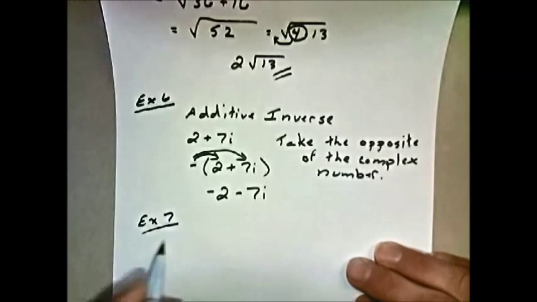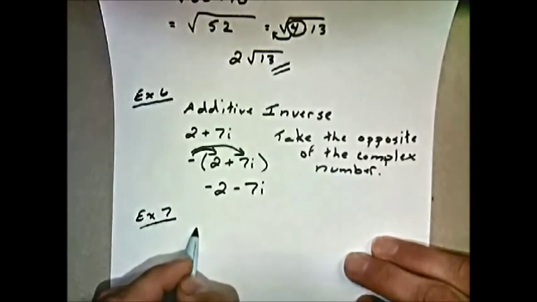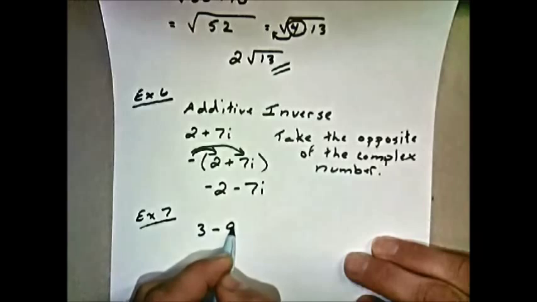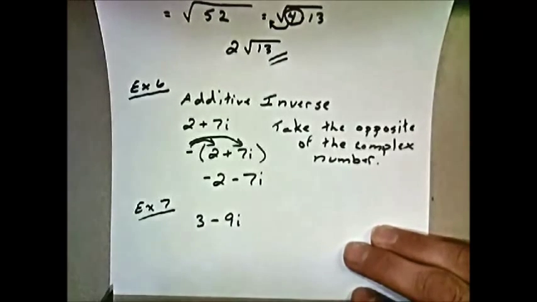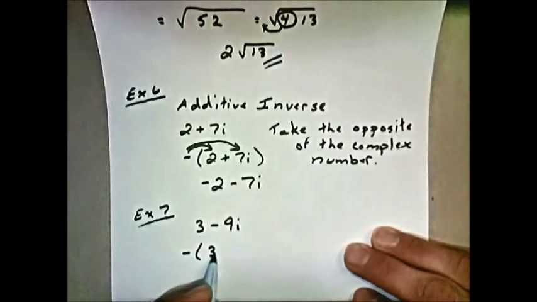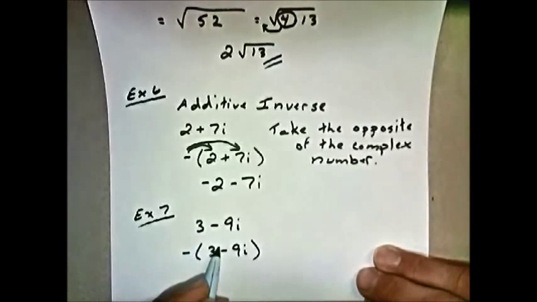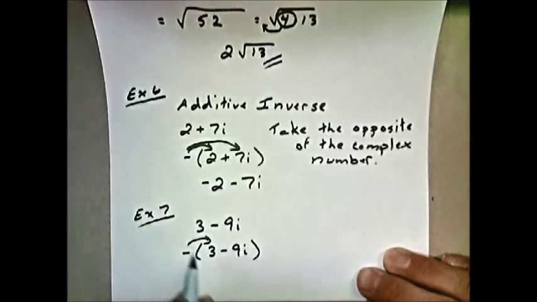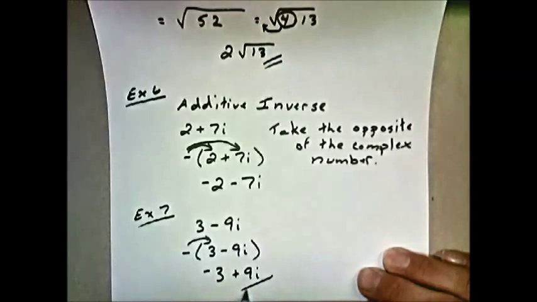One more example, just for good measure. Let's say we have 3 minus 9i. To find the additive inverse, we're going to take the negative of 3 minus 9i, multiply the negative through, distributing, we end up with negative 3 plus 9i. And there's our final answer.